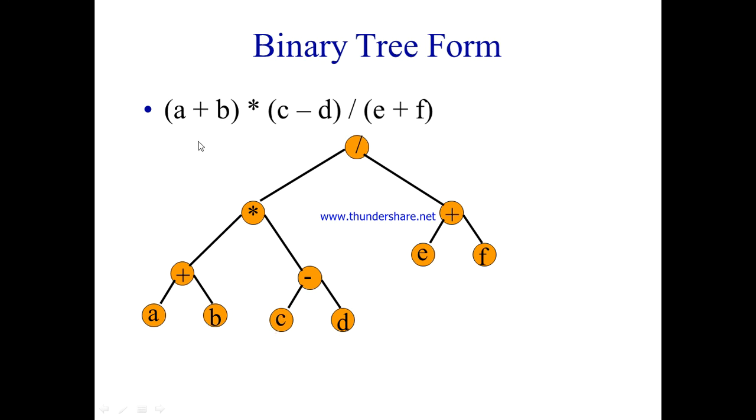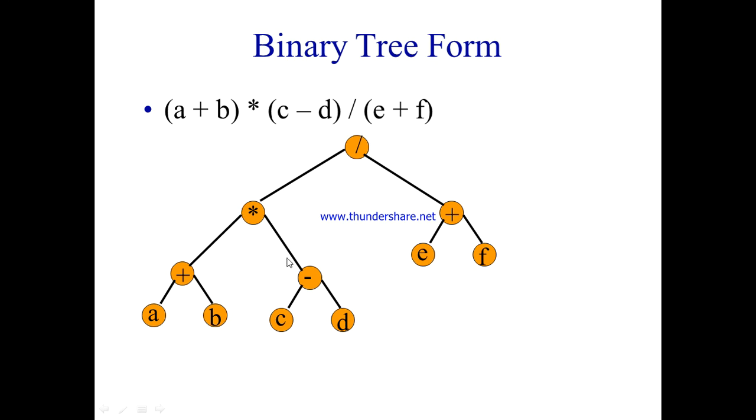Right, so in the left subtree again I have an operator. What will the operator be here? Plus, and its operands. So what are the operands? A is the left operand and B is the right operand. So A plus B we are going to perform. This is the left subtree of star.